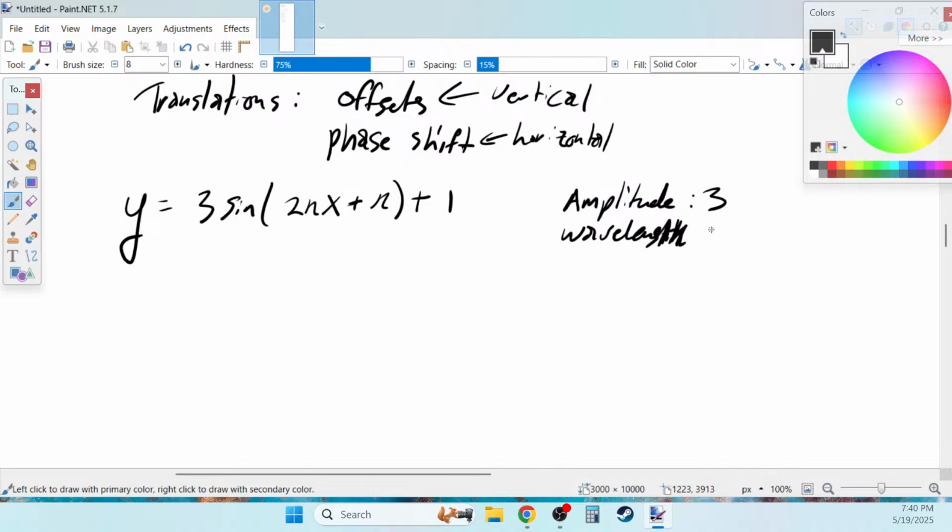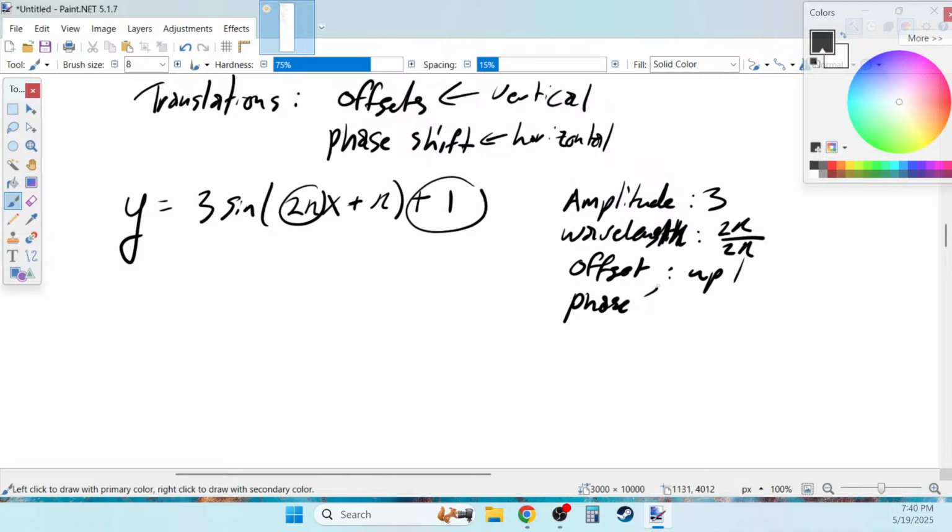It has a wavelength of 2 pi over, we look at the coefficient on x, 2 pi. Great. But now it has the other two. We have an offset, which is going to be that, so up 1, and it has a phase shift. Phase shift. The phase shift is determined by these two numbers together.